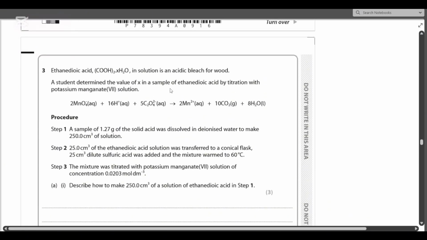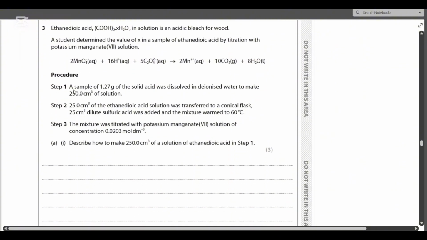part of the question paper, which is number 3. You can see that ethane dioic acid in solution is an acid. They have stated a fact about ethane dioic acid, and the student determined the value of x in a sample of ethane dioic acid by titration with potassium manganate(VII) solution. Manganate(VII) to be exact, not 6.